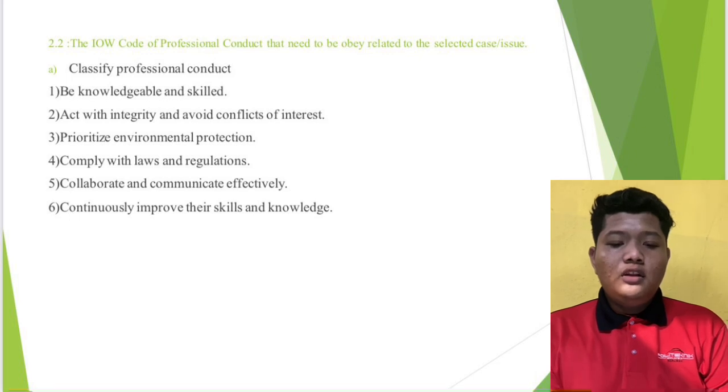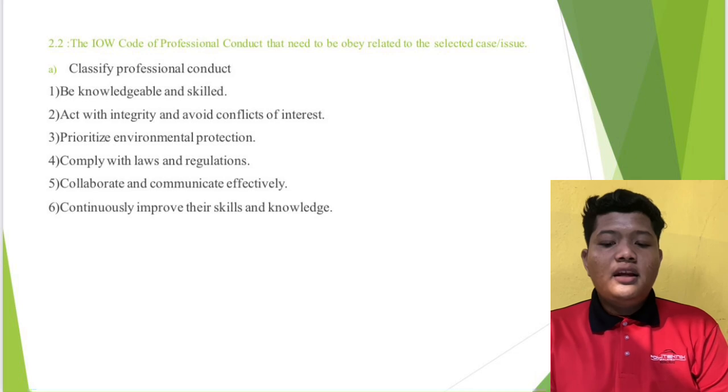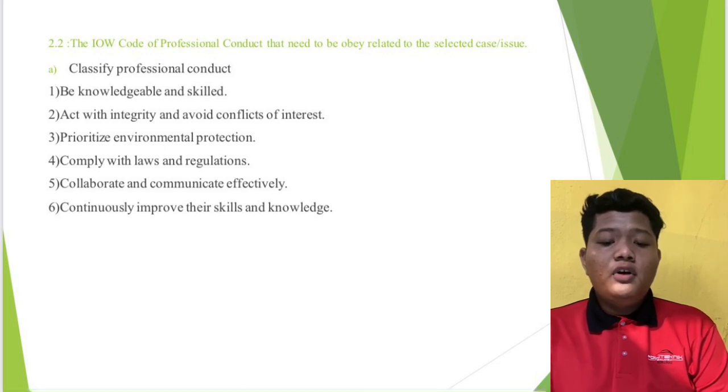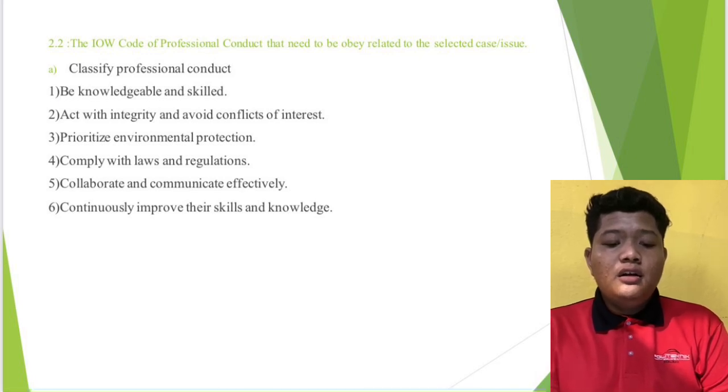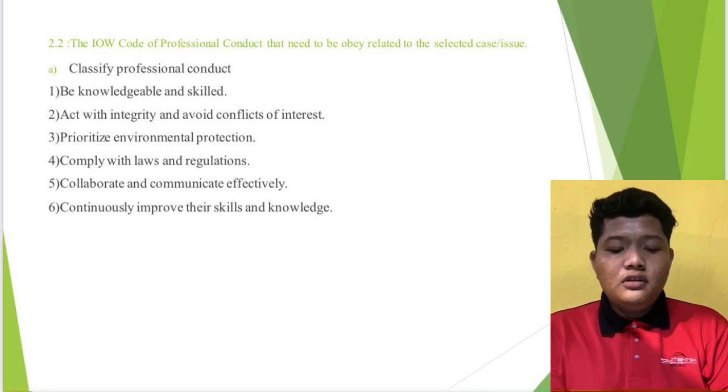Okay, next point, 2.2, the IEM Code of Professional Conduct that needs to be obeyed relating to the selected case or issue. A, classify professional conduct. 1, be knowledgeable and skilled. 2, act with integrity and avoid conflict of interest. Third, prioritize environmental protection. 4, comply with law and regulation. 5, collaborate and communicate effectively. 6, continuously improve their skill and knowledge.